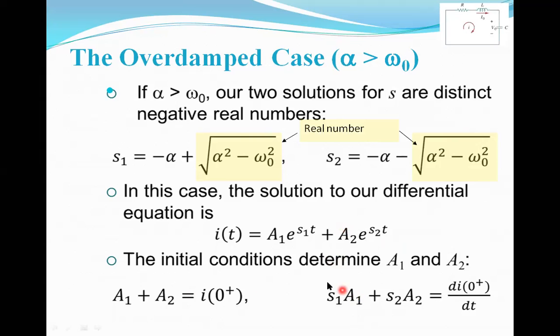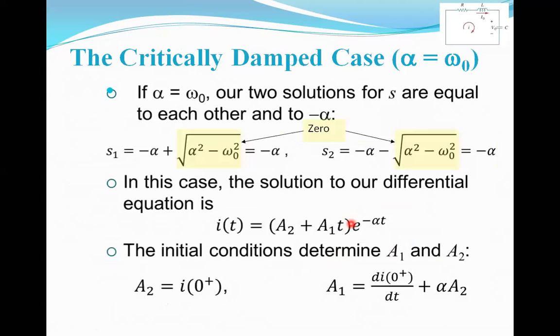The initial conditions determine A1 and A2. If you apply the initial conditions, then you'll have A1 plus A2 is equal to I, and if you substitute the same, you'll get s1 A1 plus s2 A2 is equal to dI by dt.